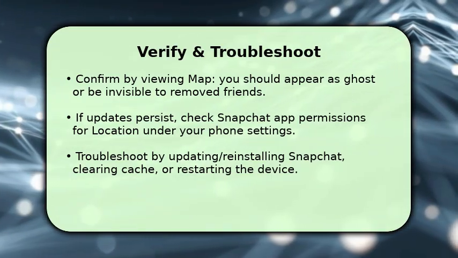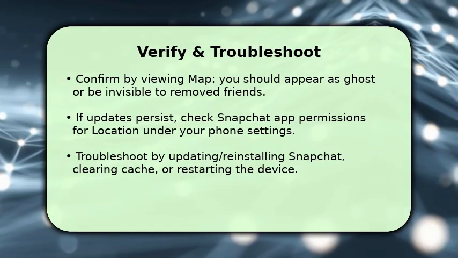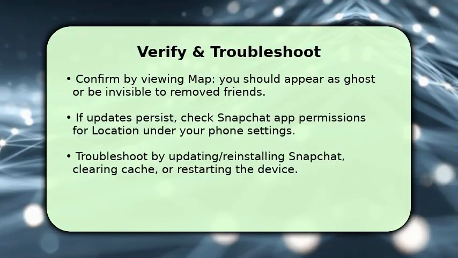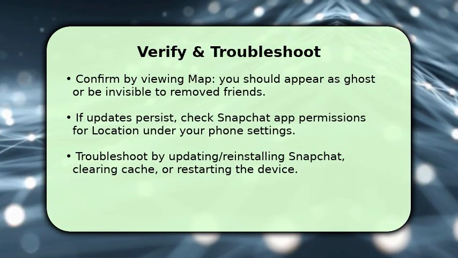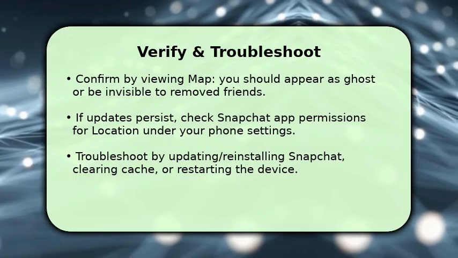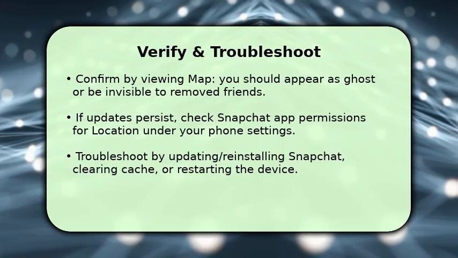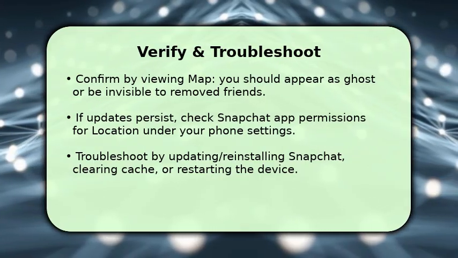If the location still seems visible, make sure Snapchat's location permission is set correctly in your phone settings and not set to always in ways you didn't expect. If problems persist, update or reinstall Snapchat, clear its cache, or restart your phone. These steps usually resolve bugs and restore the expected privacy behavior.